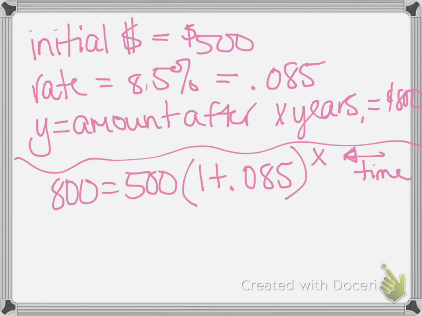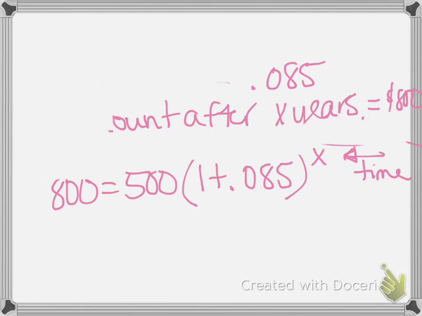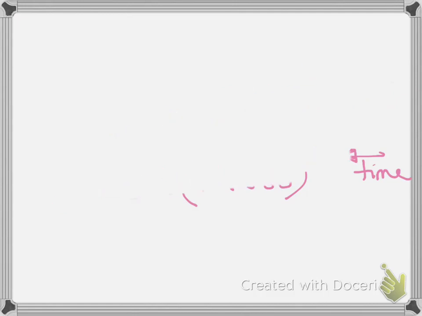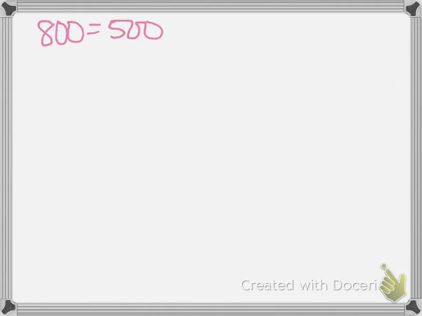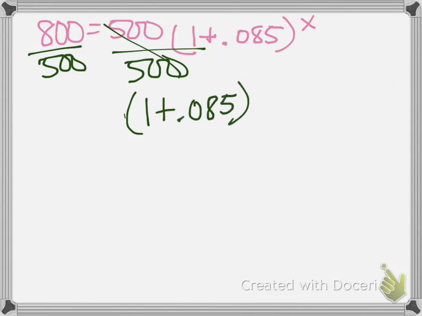So I'm going to go through and solve this equation. Let me go back. I'm going to erase this information here. I'm going to rewrite my equation at the top of this page so that you have some room in solving. Okay, so the equation again was 800 equals 500 times 1 plus 0.085 to the x power. So I start out by just using straight up algebra. I divide by 500 on both sides, leaving me with 1 plus 0.085 to the x power equals 1.6.